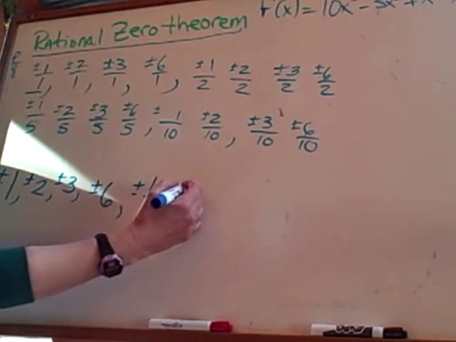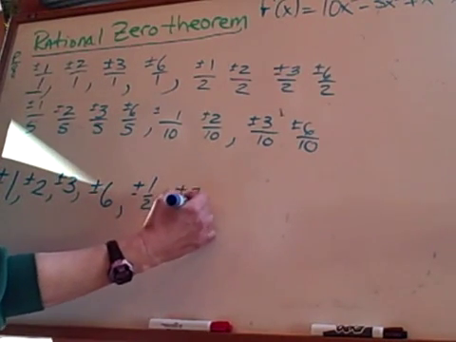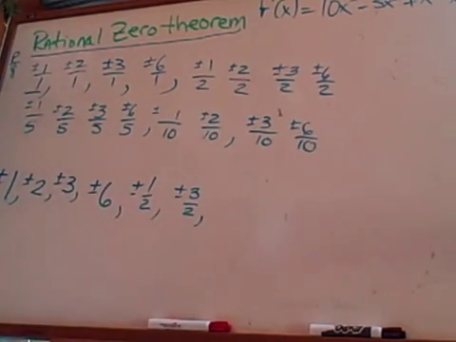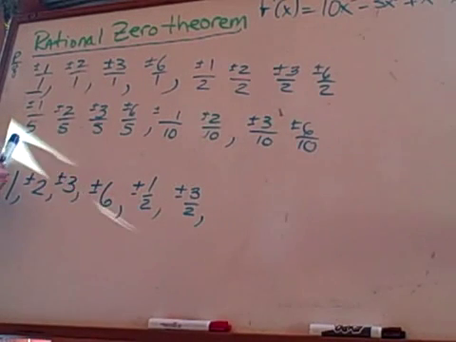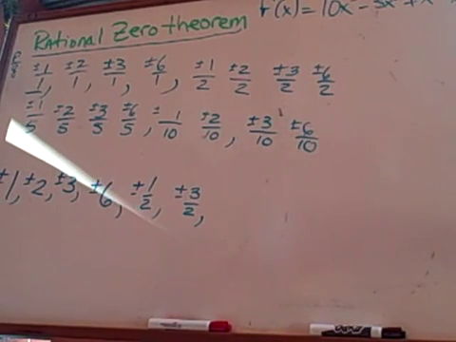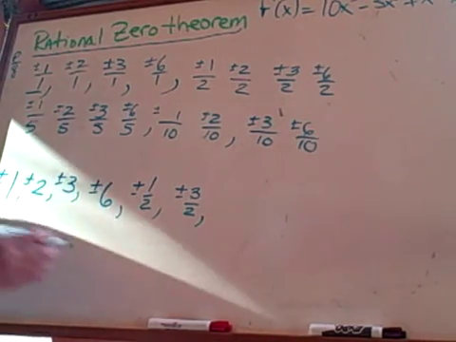So what's my next one? Plus or minus 3 over 2. Perfect. Now, do I have to do this next one? No. Because it's already plus or minus 3. That's nice, huh? What about the 1/5, 2/5, 3/5, 6/5? I'm going to have to write all those, aren't I? Yeah. None of those are down there.